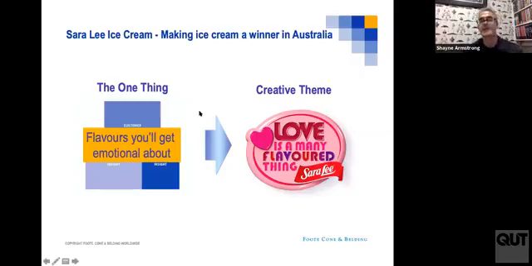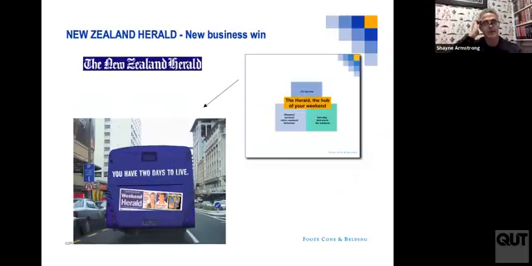So they turn that into their creative theme. Love is a many flavored thing. Okay, that people don't just eat ice cream; they love ice cream. That there's an emotional connection when they're eating. People are emotional eaters, not just rational eaters.